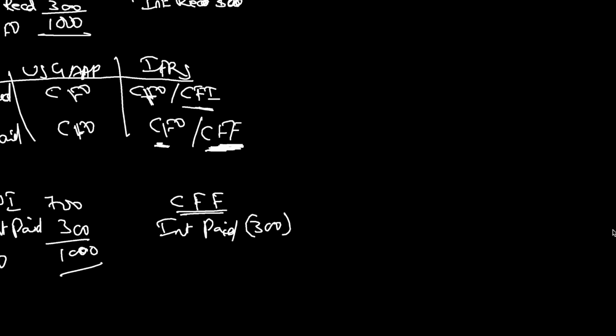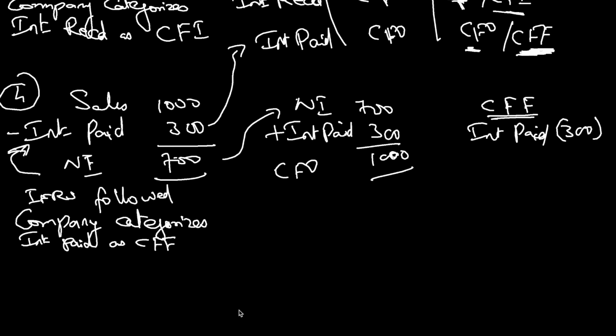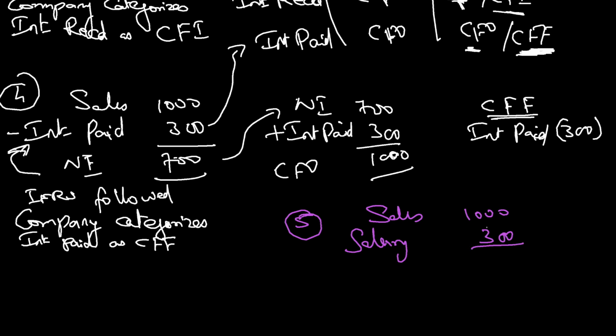So 1, 2, 3, 4, and then next one is the fifth one. Let's say sales 1000, and then salary is 300. So the net income is 700.